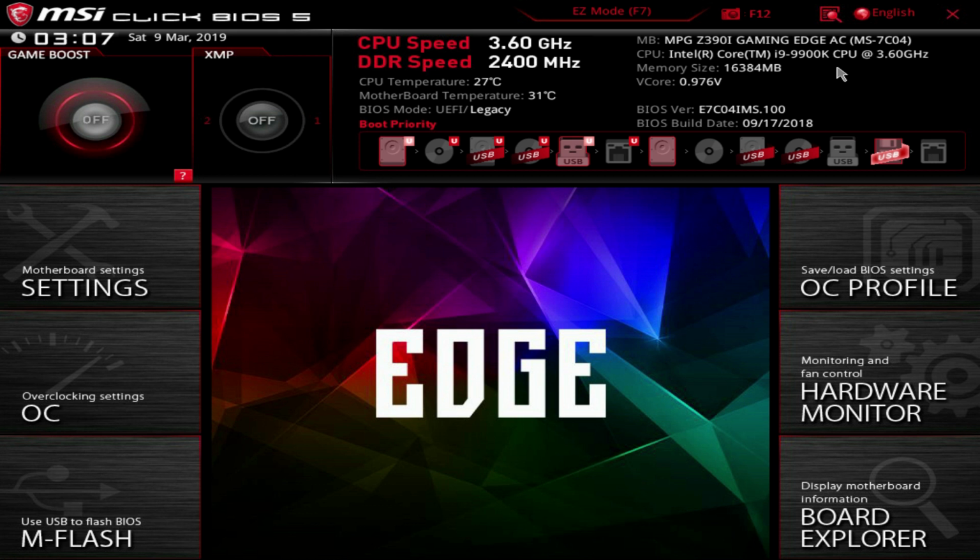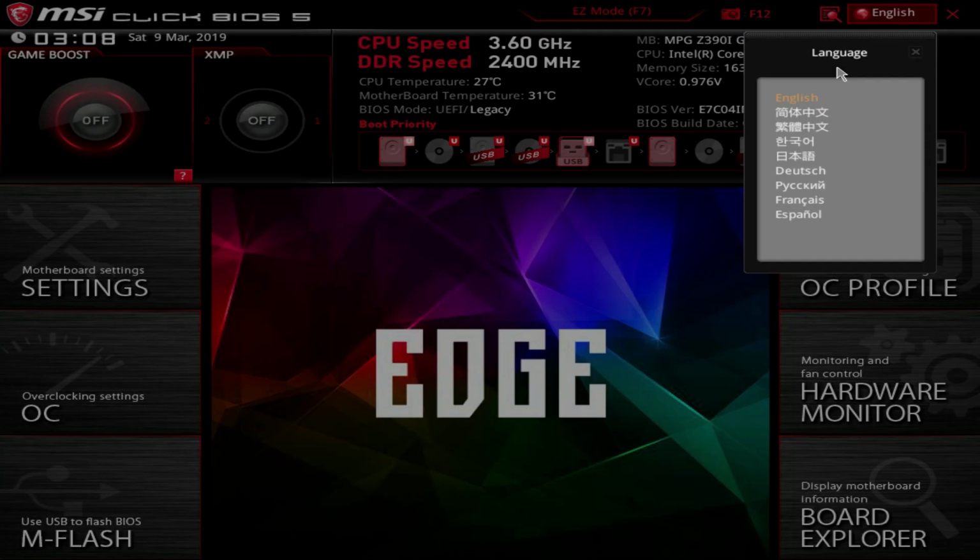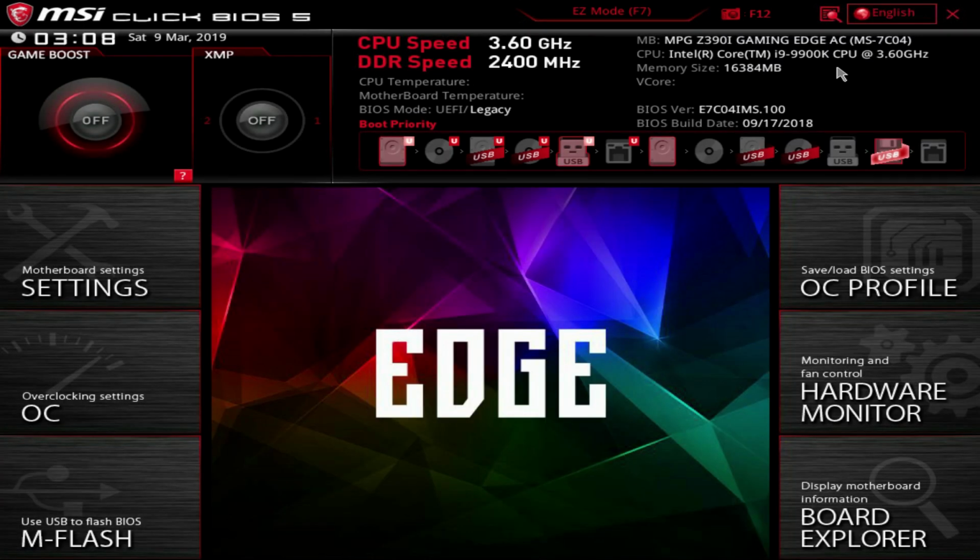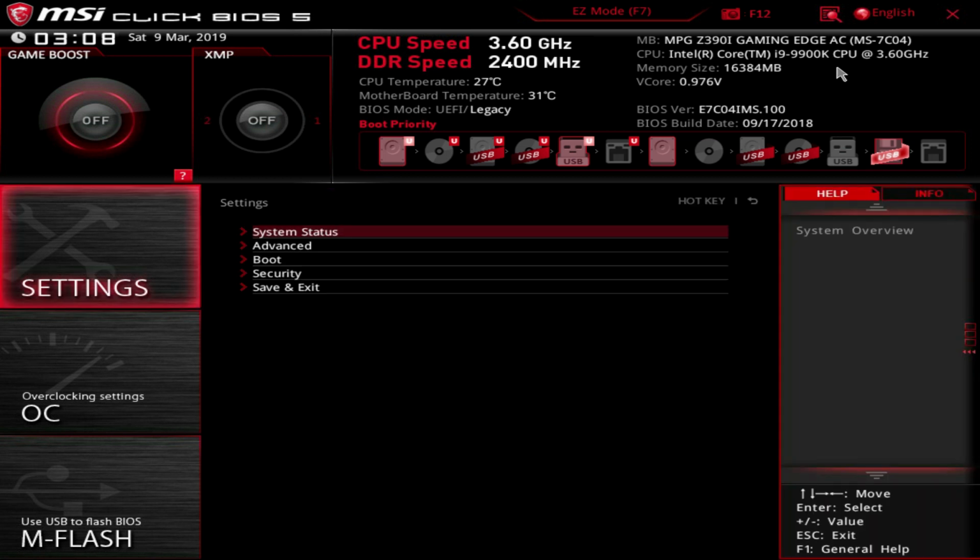Oh yeah, we have a bunch of options up here. We have an auto overclocking option, which I would recommend you do not use. And then we have XMP enable/disable, and there's a boot manager, so that's that. You can go to easy mode, and change language, and then leave. So anyway, let's go into the settings here.